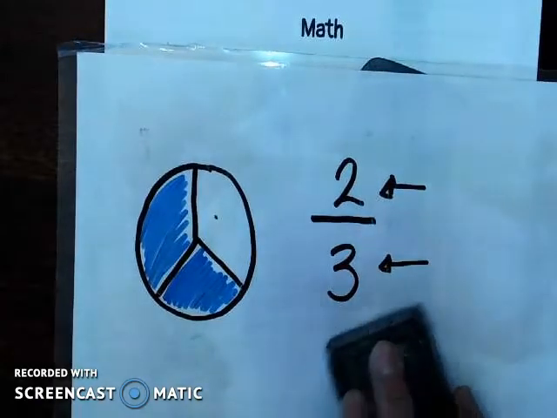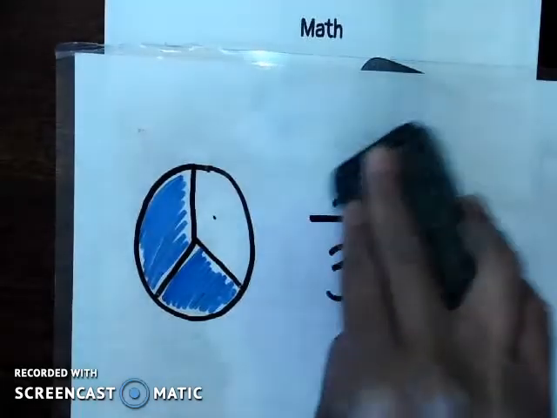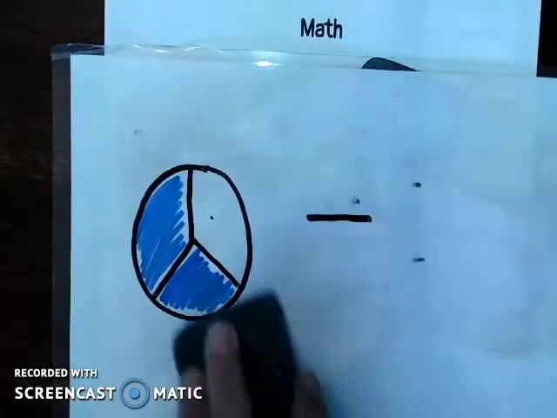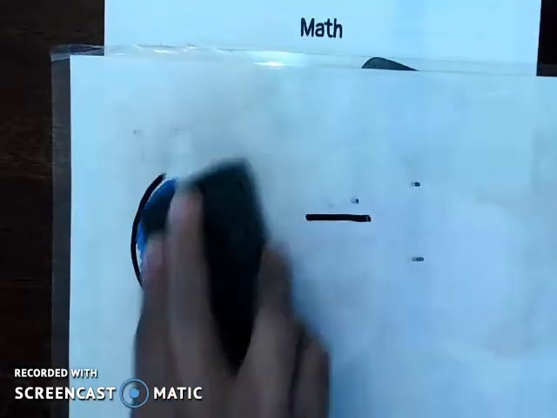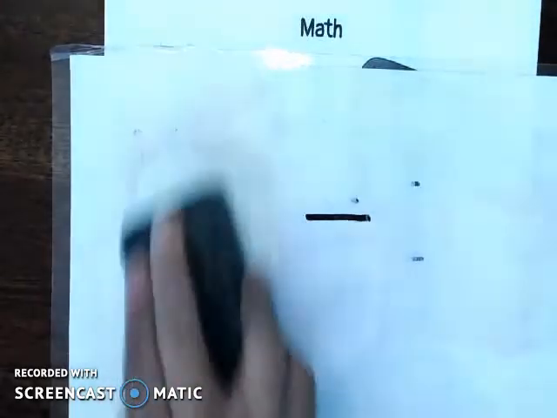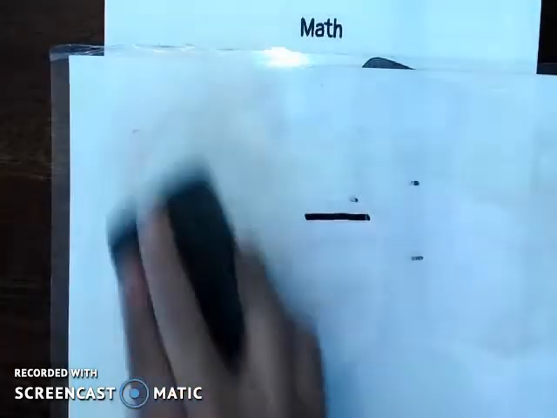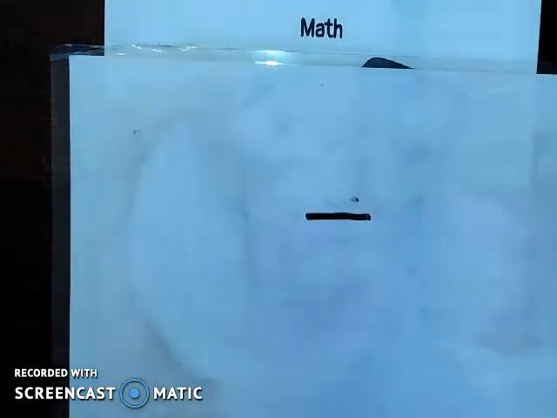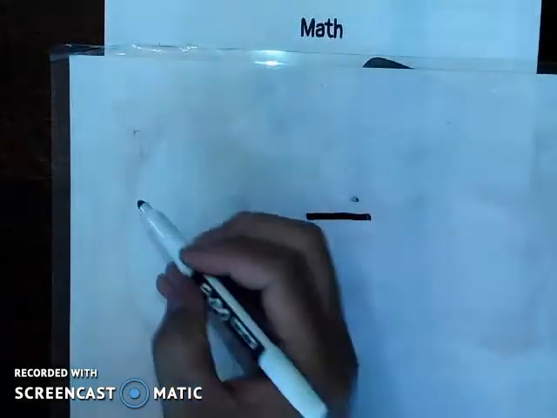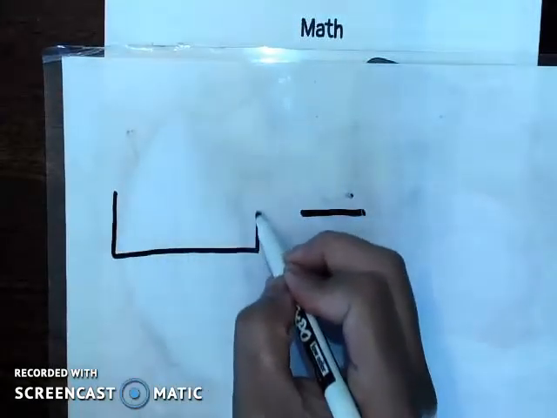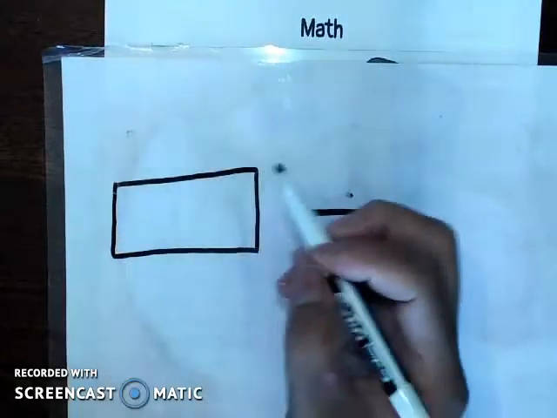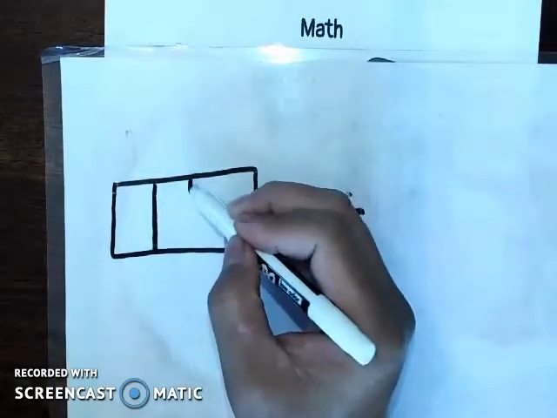So let's try it one more time. Let's do this time a rectangle. So keep your fraction line there. Remember, we need to write its numerator and denominator. So let's draw our rectangle and let's cut this into 4 equal parts.